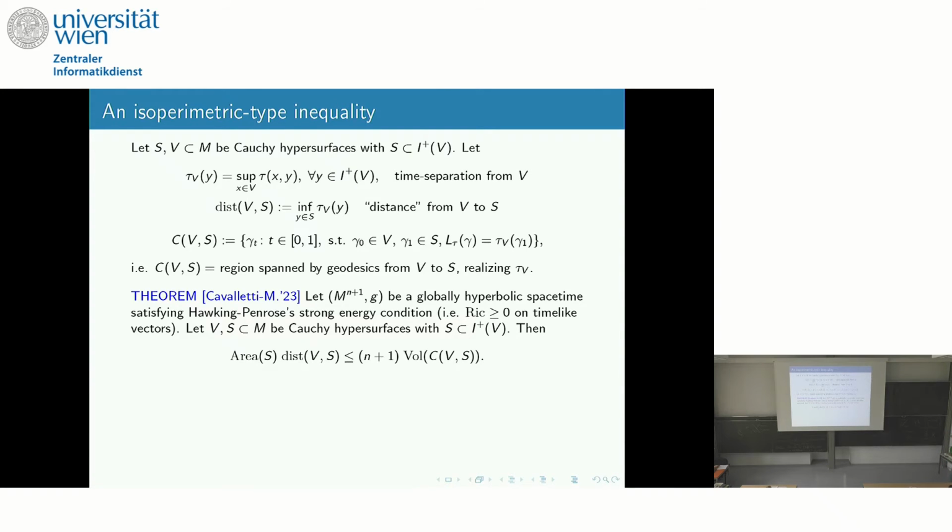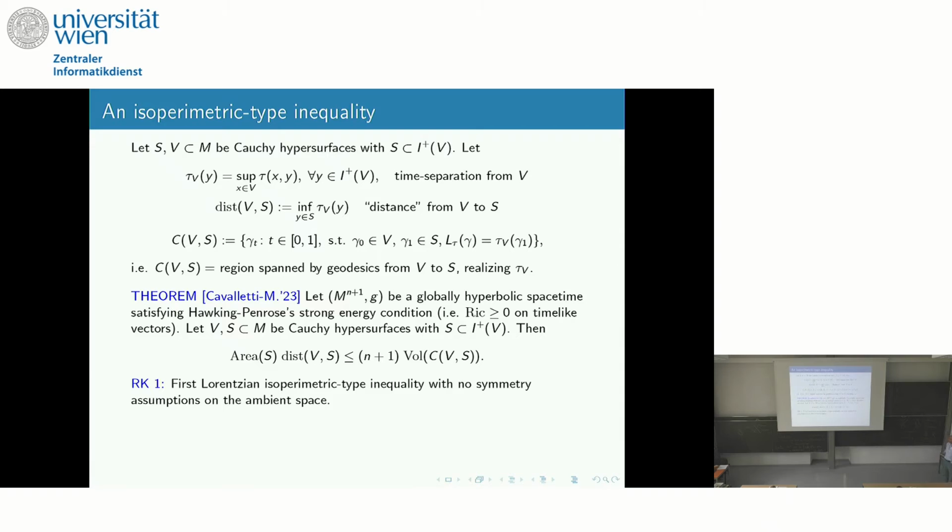Okay, so let M be a globally hyperbolic spacetime with non-negative Ricci on time-like directions. This is a well-known assumption in general relativity, which goes under the name of Hawking-Penrose strong energy condition. Okay? And take two Cauchy hypersurfaces, V and S. S is in the future of V. Then you can bound the area of S times the distance between V and S with n plus 1 times the volume of the region between V and S. Okay?